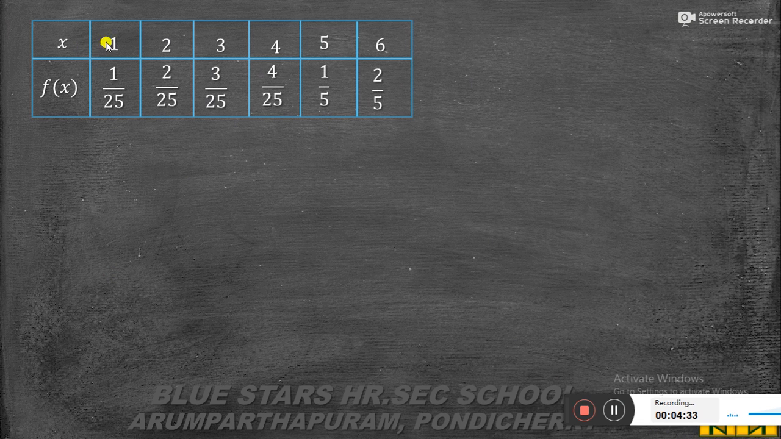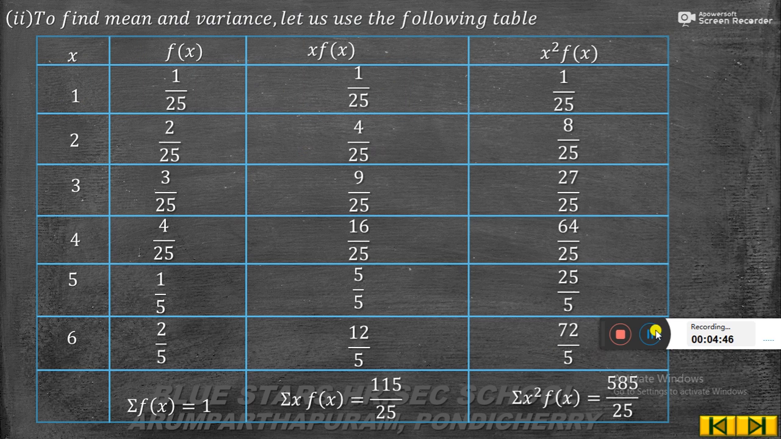You see here x is 1, 2, 3, 4, 5, 6 and f of x equal to 1 by 25, 2 by 25, 3 by 25, 4 by 25 and 1 by 5, 2 by 5. This is the answer for f of x. So this is a probability mass function. Next we find the mean and variance.